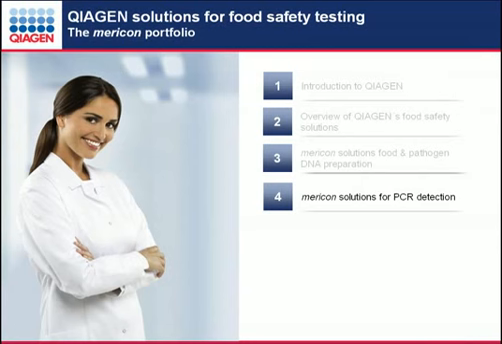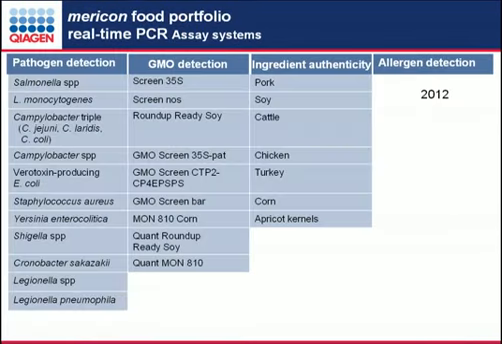Okay, so let's turn our attention now to the Maricon solutions for PCR detection. And this is the portfolio that we have available at the moment. Pathogens, we have a wide variety of pathogens that we can detect, from Salmonella, L. mono, Campylobacter triple. So these are the 3 Campylobacter species that are important in illness, and there's a Campylobacter species assay which detects several additional Campylobacter species.